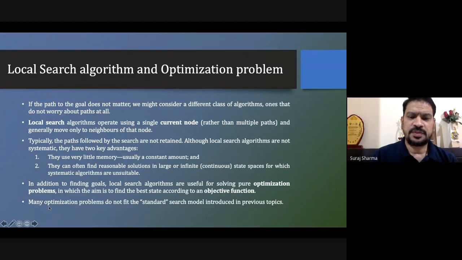Many optimization problems do not fit the standard search model introduced in the previous topic. In the previous topic, the optimization problem did not match with that, but later, when we see some of the searches, we will definitely talk about optimization. So we have two things. One is local search, and local search may lead us to solve some optimization problems.